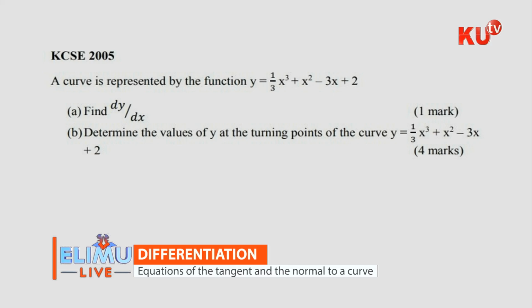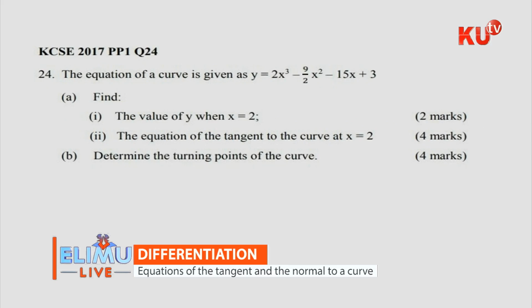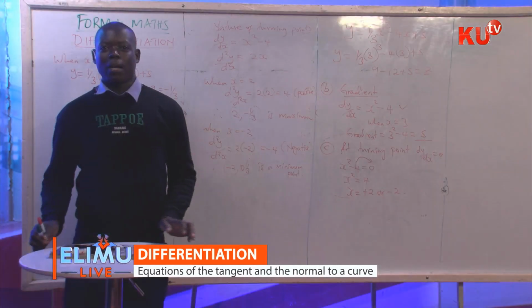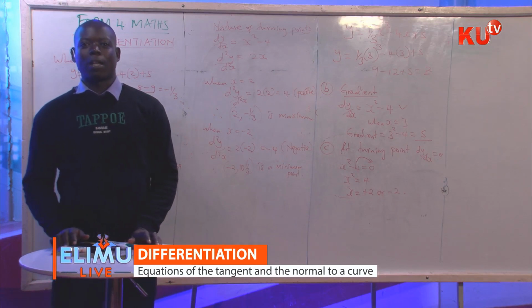The second question, the next question, which will be your assignment, will be the one from KCSE 2017. It was tested as question 24. The equation of a curve is given by that, and the questions are: you find the value of y when x is 2, you find the equation of the tangent to the curve at x equals 2, and part B, you determine the turning points of the curve. Those will be your practice questions as we plan to meet in our next lesson.